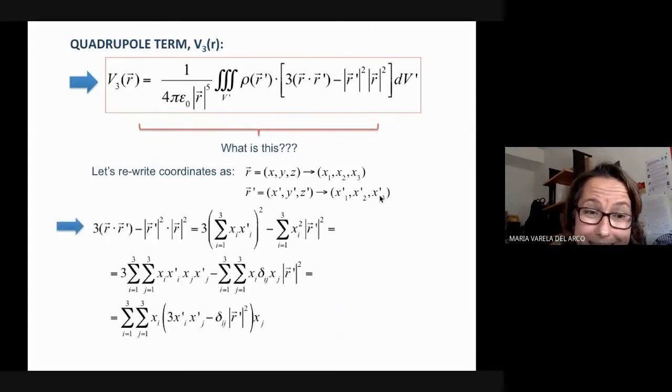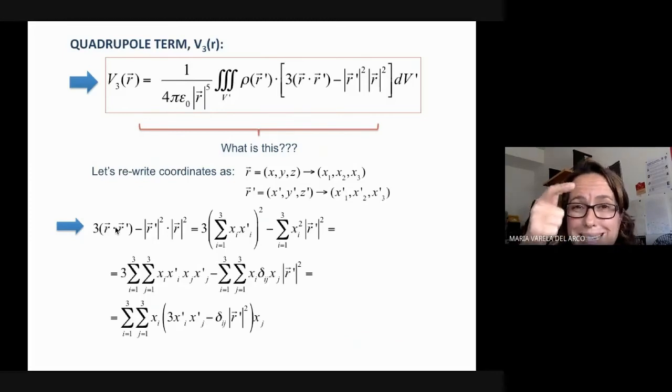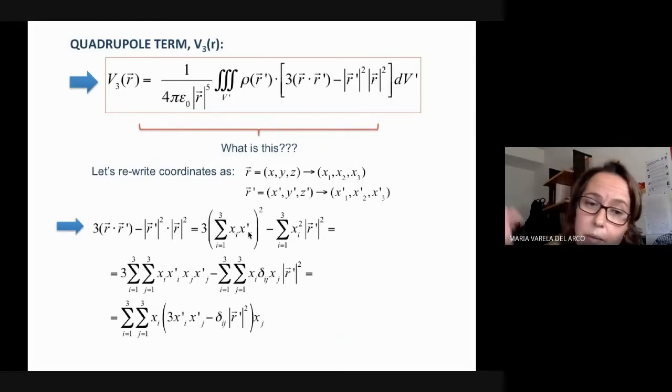No big deal. In this particular case, I can rewrite what's inside the integral, this 3 times the dot product of r times r prime, minus the modulus of r prime squared, times the modulus of r squared, as 3 times, what do we have here, the dot product: first component times first component plus second component times second component of the vectors plus third component times third component. This is what I have here. The sum when i goes from 1 to 3 of xi times x prime i. First times first, second times second, third times third. No big deal. And all of this has to be squared, okay? Because there are squares here.